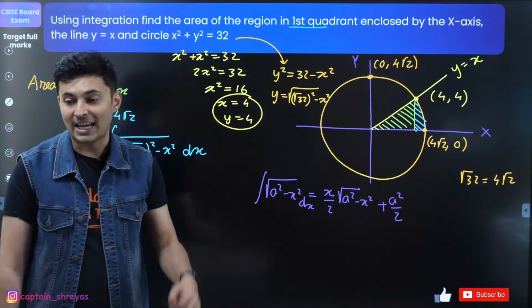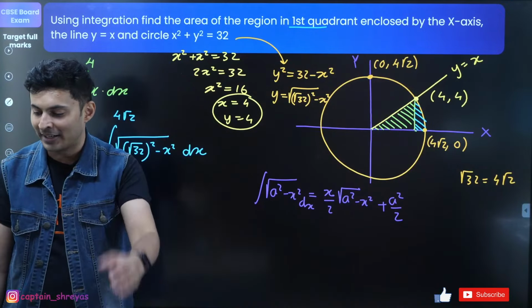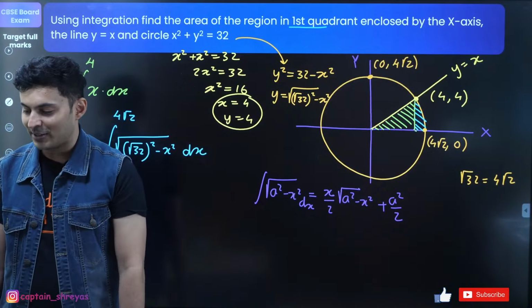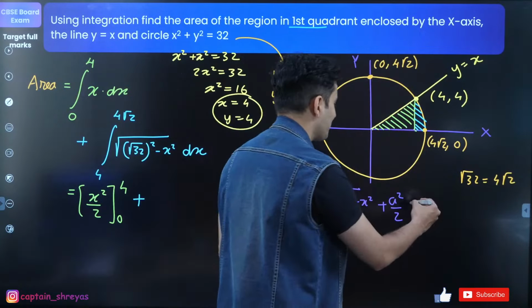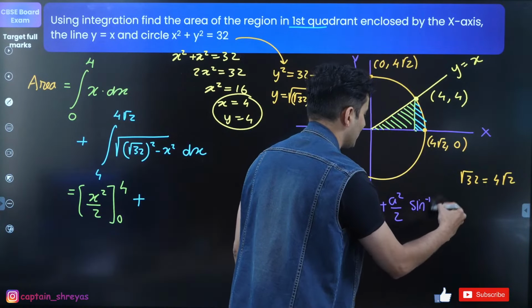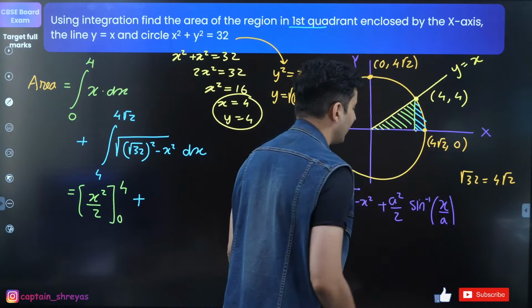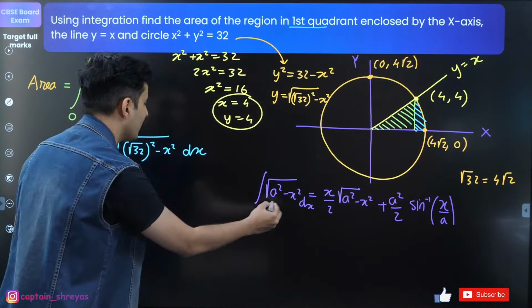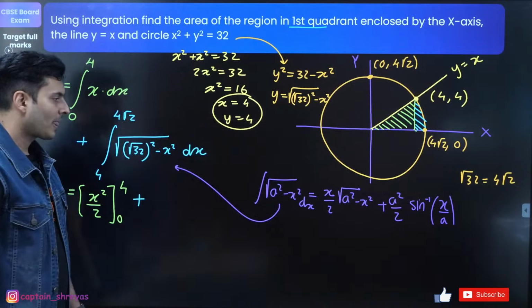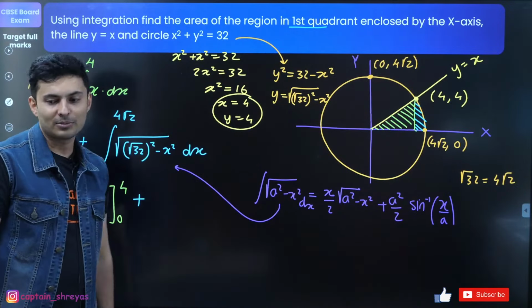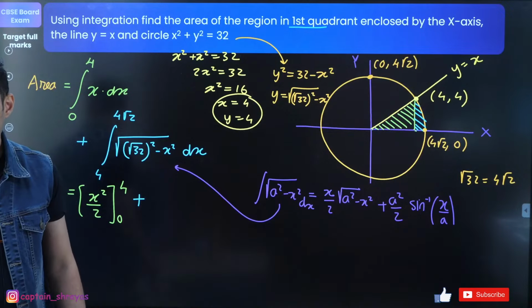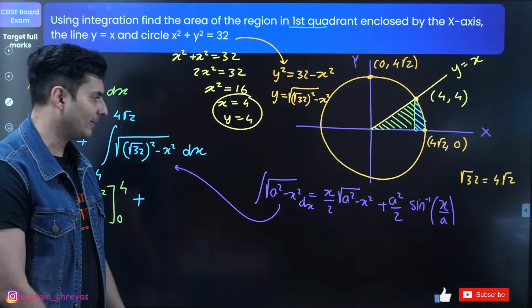And what do you have? Sine inverse or cos inverse or tan inverse? Yeah, sine inverse. Very good. Sine inverse of x by a. This is one of the crazy formulas. So this is the formula that you are going to use over here. Here you can see a is root 32. A square is 32. Yes. Exactly. So that is the formula.